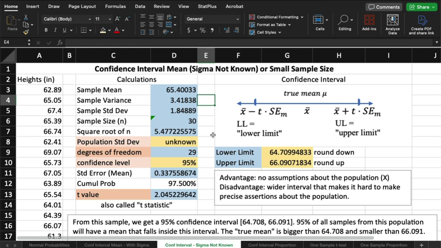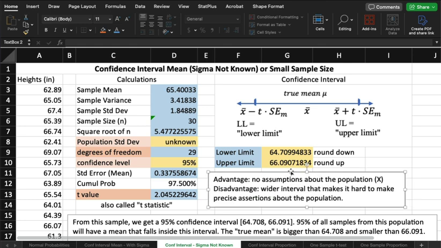So let me just mention at the outset, the advantage of this particular technique is that no assumptions need to be made, and we don't need to know anything about the original population X. The only disadvantage is that we tend to get wider confidence intervals as a result. So it makes it hard to make precise assertions about the population. We won't be able to be as precise as we would normally be if we knew more about the population.